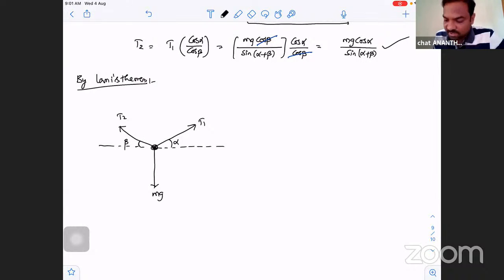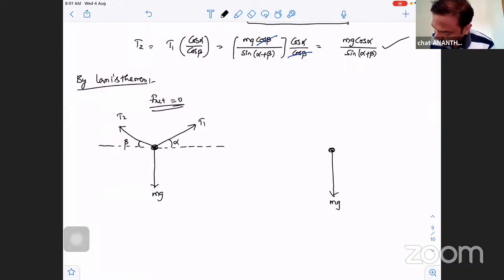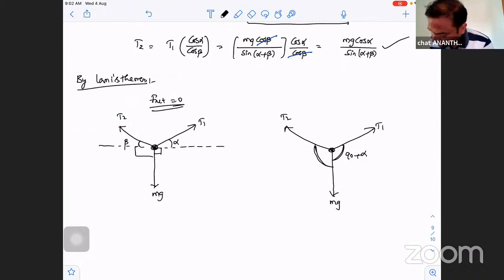Now 3 forces are acting, and what is the net force? The resultant value is 0. Then what can I write down? mg is one force, T1 is another force, and T2 is the other force. Now find the angles. Can I say this angle is 90 plus alpha? Because this is 90. Am I right? Then what is the angle between these two vectors? 90 plus beta.